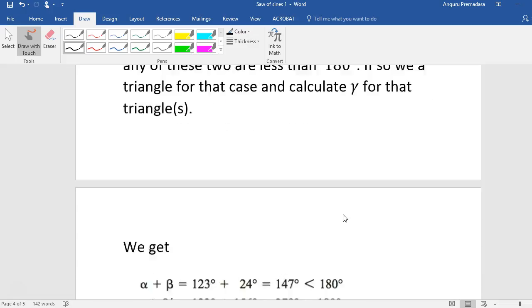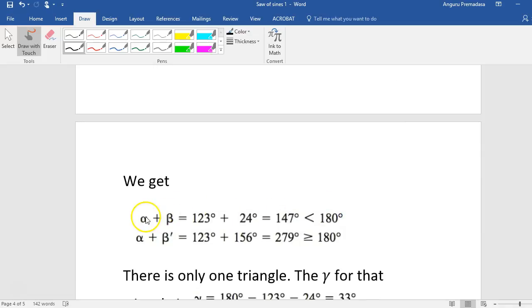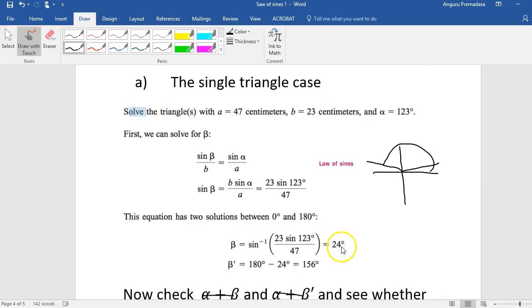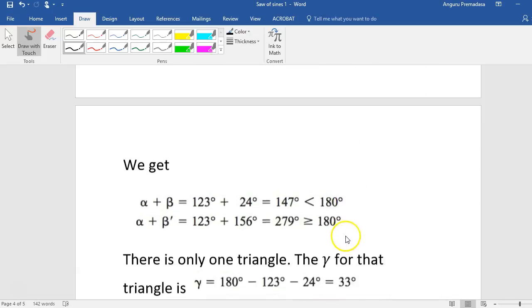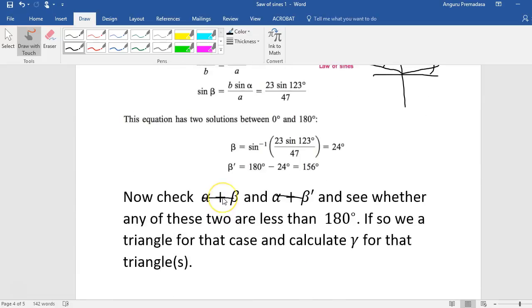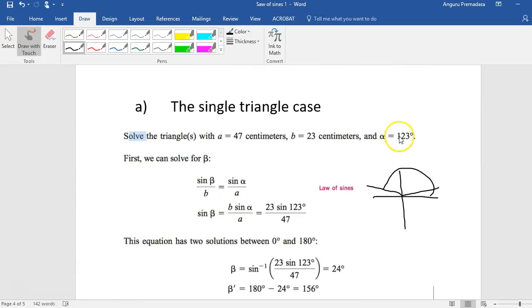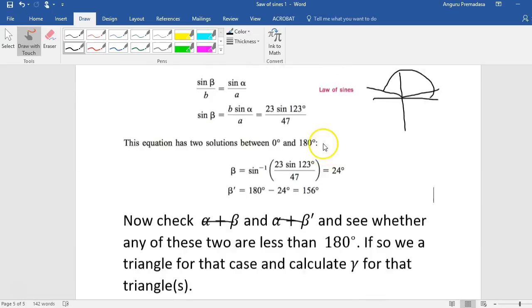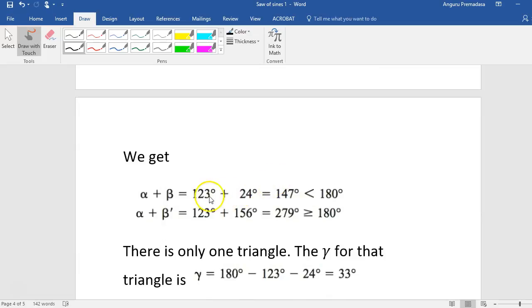Let me do that first. First consider alpha plus beta. Beta is the first angle, 24. Alpha is 123, the original angle, plus beta is 24, and we get 123 plus 24, which is 147, which is definitely less than 180. So in this case we do get a triangle.